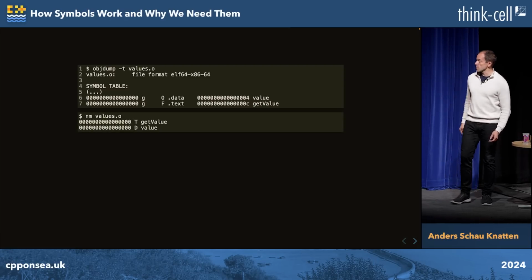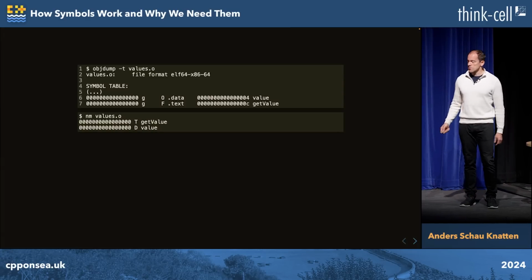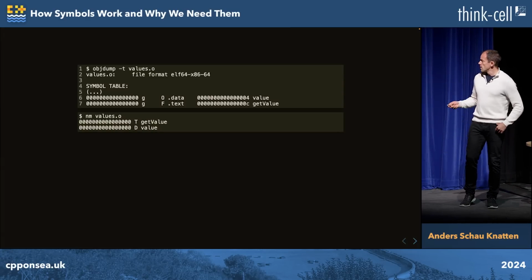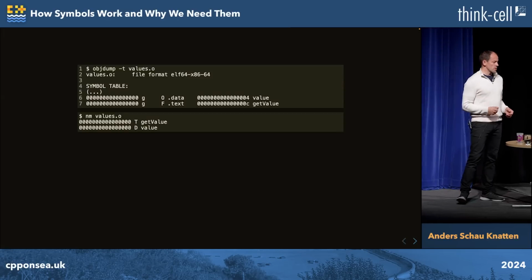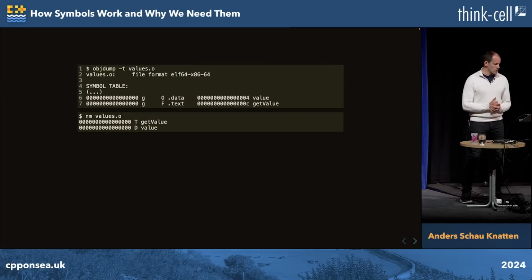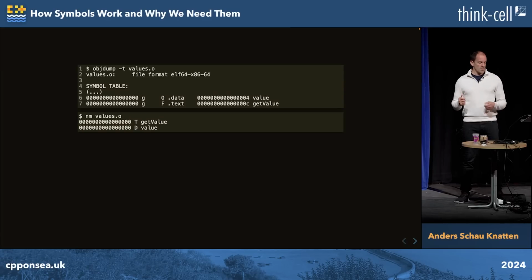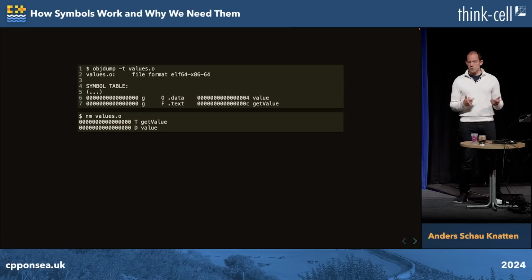Readelf, yeah, or nm. So nm is what I typically used before I started really poking at things. So I can use nm as well on values.o and see that we have getValue. It has a capital T for text section, and value is a D for the data section, and again the offset 0.